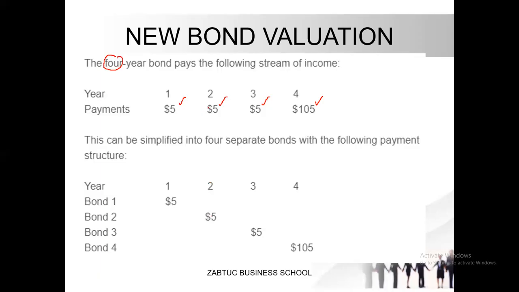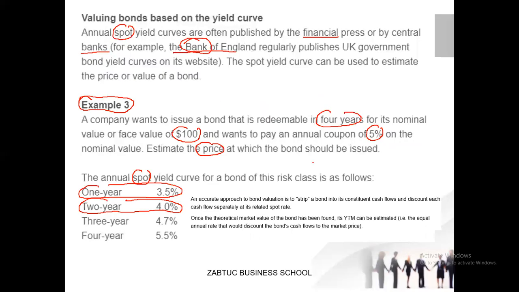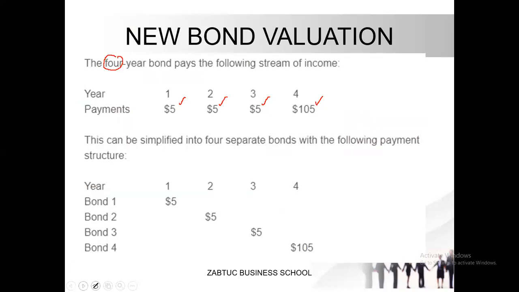We want to find the market value of this bond. So step number one, what do we do? We take this bond and break it up into 4 separate bonds. Where has the 5 come from? Let's just revisit the 5. The 5 is here. That's the interest rate we want to pay. Where is the 100? The 100 is here. That's the redemption amount we want to pay. That's where these figures have come from.